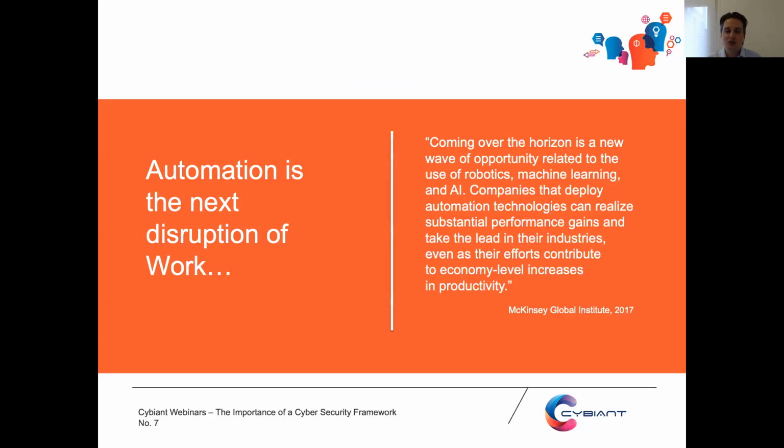I always really like this quote that you see here on the next slide, which comes from the McKinsey Global Institute. They basically said that over the horizon is a new wave of opportunity related to robotics, machine learning, and artificial intelligence. Companies that deploy automation technologies can realize substantial performance gains and take the lead in their industries, even after their efforts contribute to economy-level increases in productivity. So that's quite a large sentence.